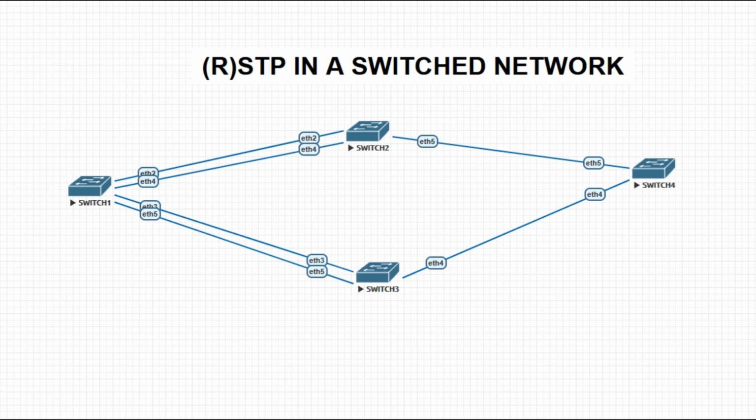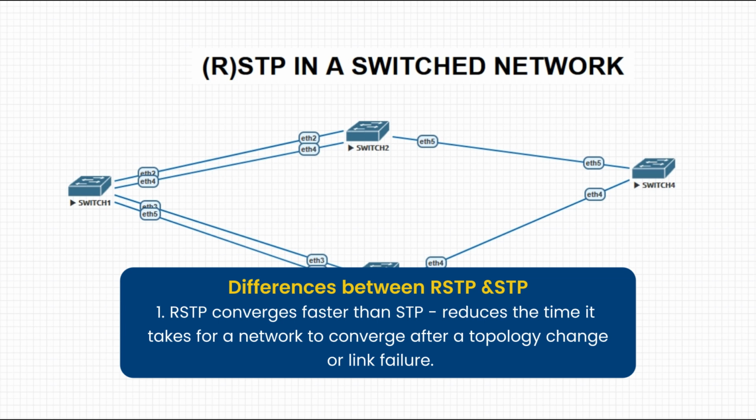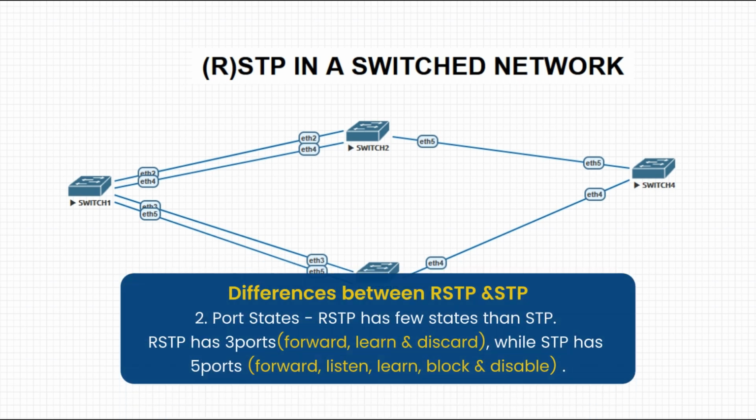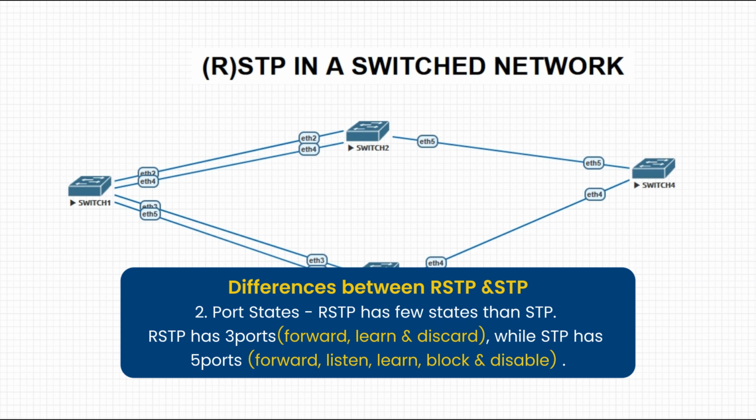Before we go into the configuration proper, I also want to let us know there is an enhanced STP known as RSTP, Rapid Spanning Tree Protocol. And the difference between the traditional STP and RSTP is that RSTP converges faster than STP. Also, for RSTP, the number of port states is 3, while that of STP is 5. For RSTP, the states of the ports are as follows: you have forwarding, learning, and discarding, while that of STP are forwarding, listening, learning, blocking, and disabled.